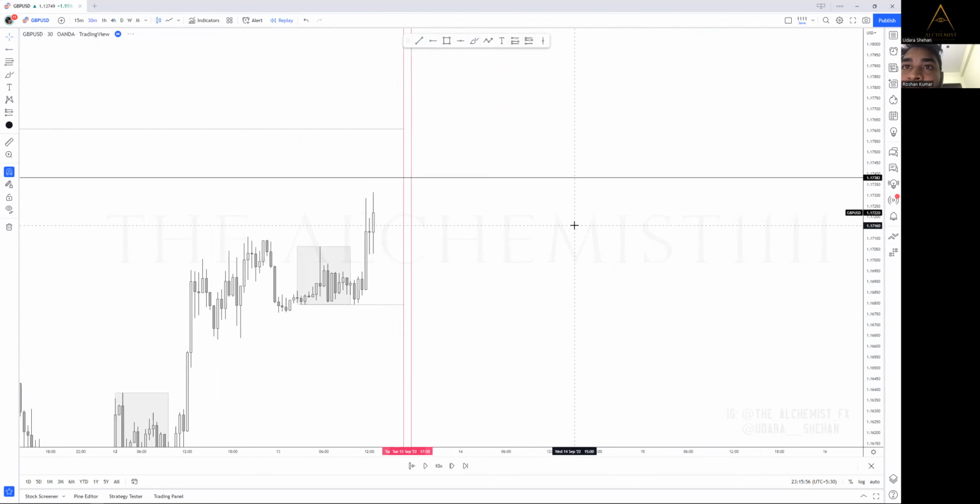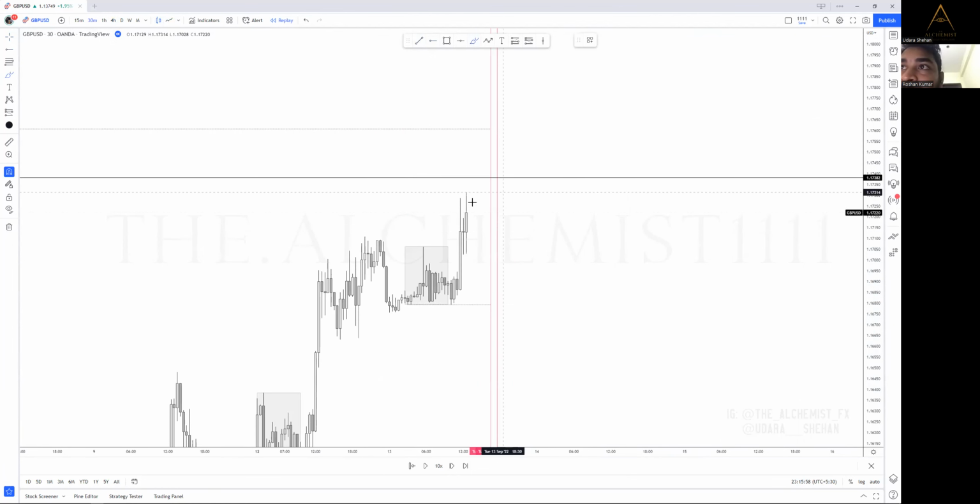So this was my thought process once again. I thought, okay, maybe it might tap into the 4-hour, fall back down, take out the Asian low, and then go back up for the daily internal range liquidity. That is what I had in my mind. So this is what I did.